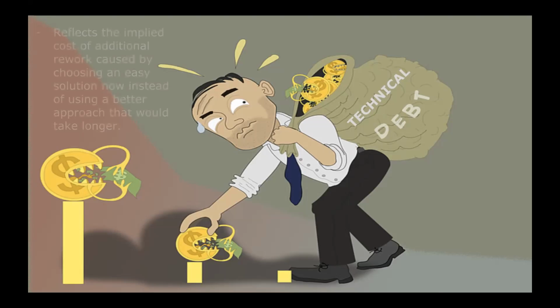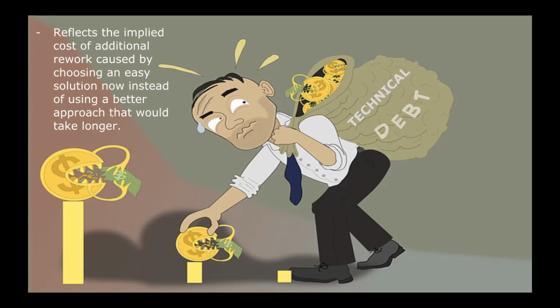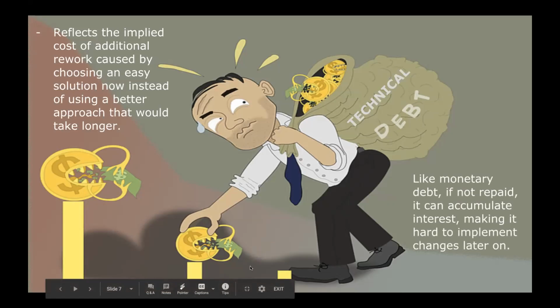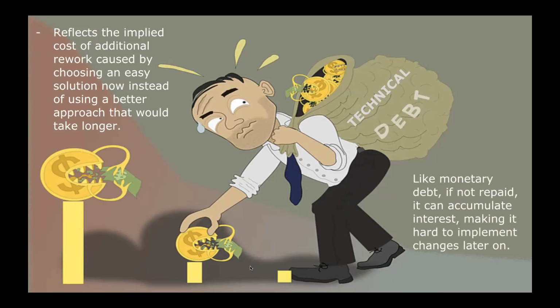So technical debt, in bookish language, reflects the implied cost of additional rework caused by choosing an easy solution now instead of using a better approach that would take longer. And like monetary debt, if it is not repaid, it can accumulate interest, making it hard to implement changes later on. So that's all about technical debt.